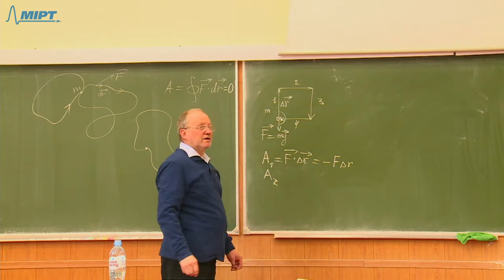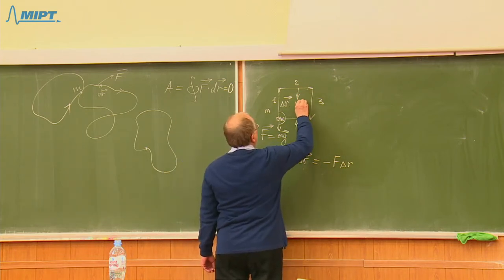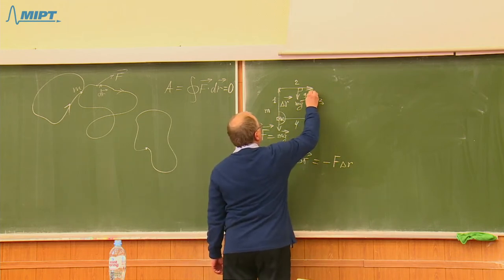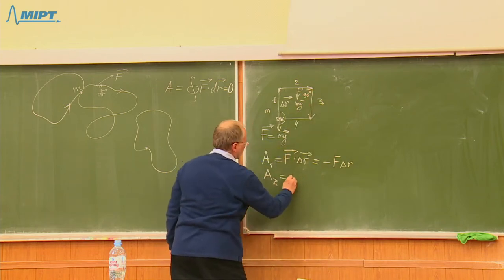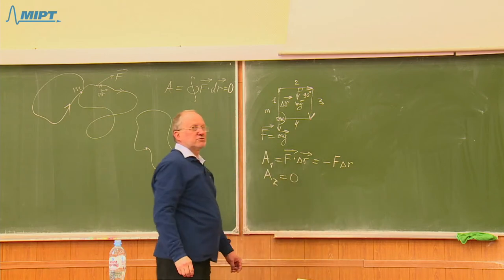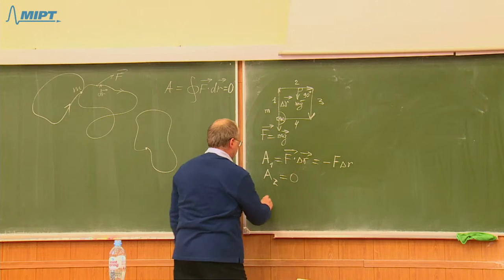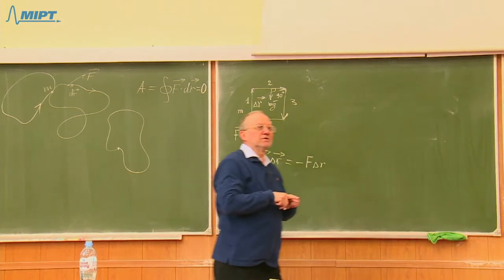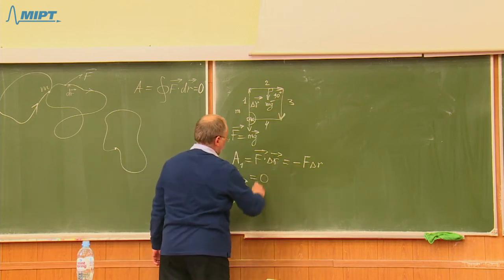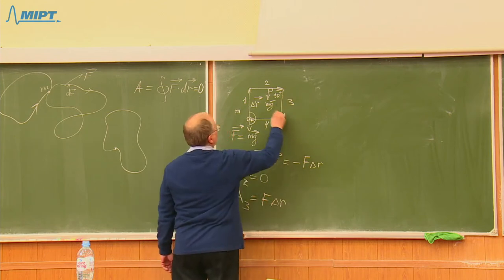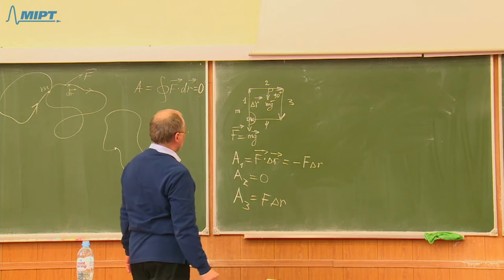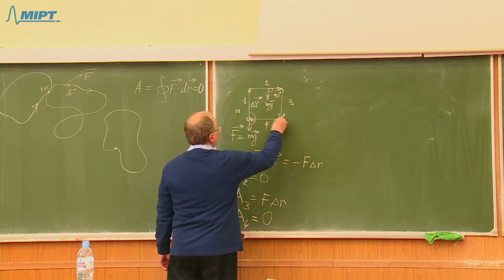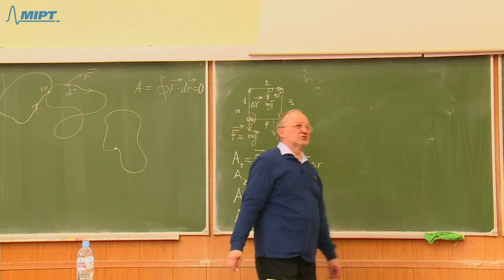On the second part, on the upper part, the force will be directed downward, and the displacement is horizontal. The angle between the displacement and the force will be 90 degrees, and therefore, on the second part, the work will be zero. On the third part of our trajectory, the displacement is directed downward, and the force is also directed downward, so the angle between these two vectors will be zero, and the cosine of zero is one. So the work performed on the third part of this trajectory will be equal to F delta R, the same delta R as on the first section. And on the last section of our trajectory, the work will again be equal to zero because the displacement and the force will be perpendicular to one another.